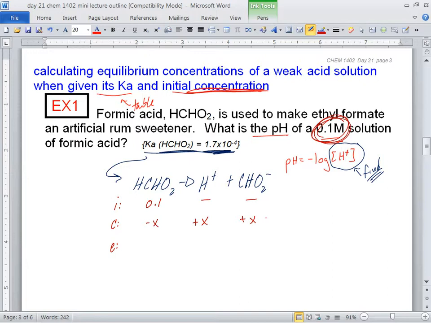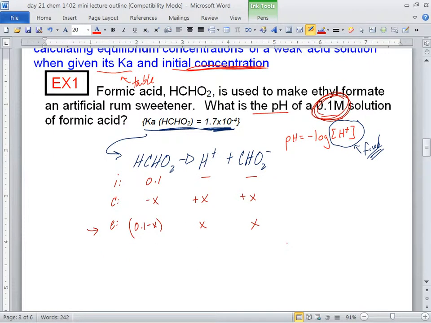How do we get our equilibrium concentrations again? You do 0.1 minus X. Yeah, let's add them up. 0.1 minus X, X plus 0, X plus 0. So find that hydrogen ion concentration. There it is, it's right there. It's X. You just have to find out what X is. Take the negative log of it, and we'll have our answer.